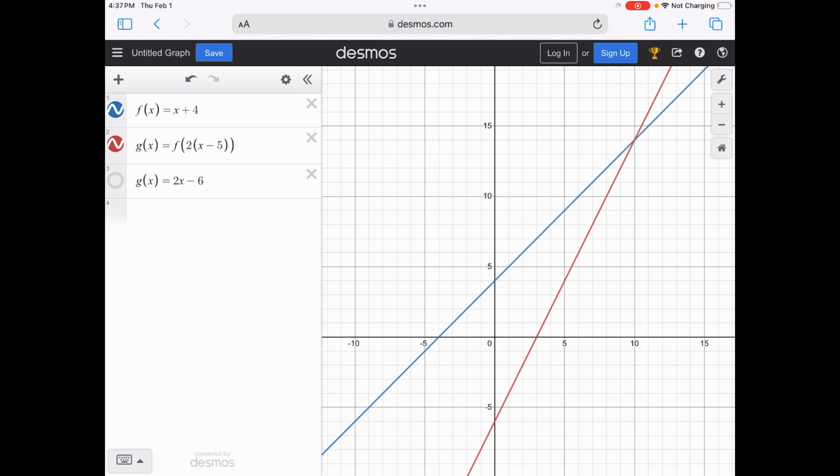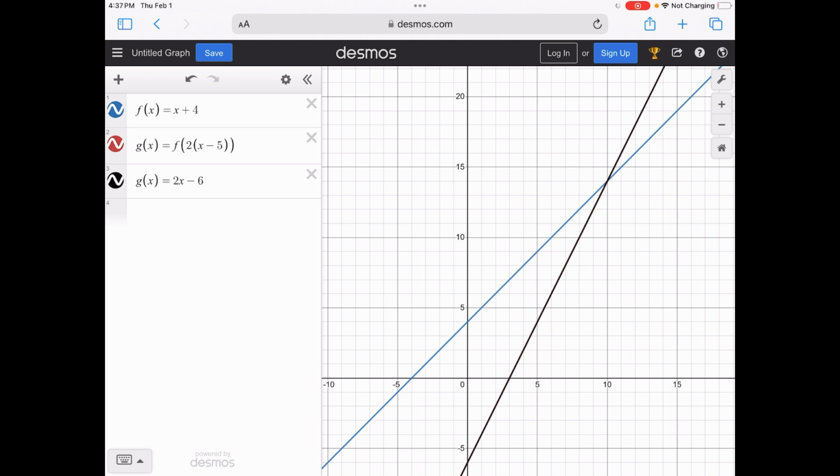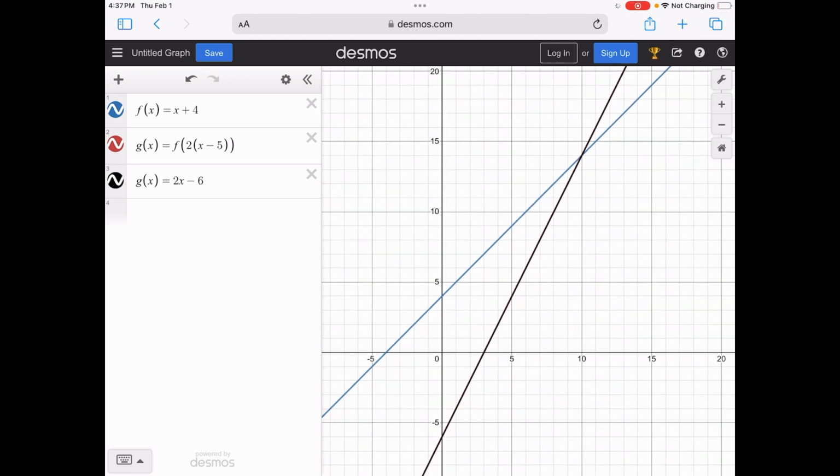What I'm going to add in here, look at that. Look at that third one. This is what we got by actually doing those transformations, right? The equation g of x equals 2x minus 6. Notice that does not need to refer back to f of x. It's just saying if you do those transformations to the equation of f of x, you'll end up with that equation.